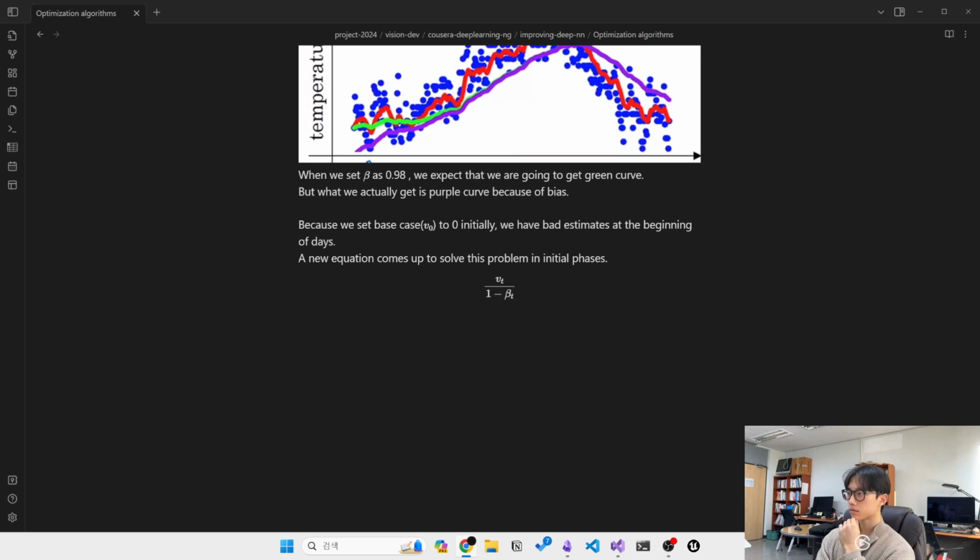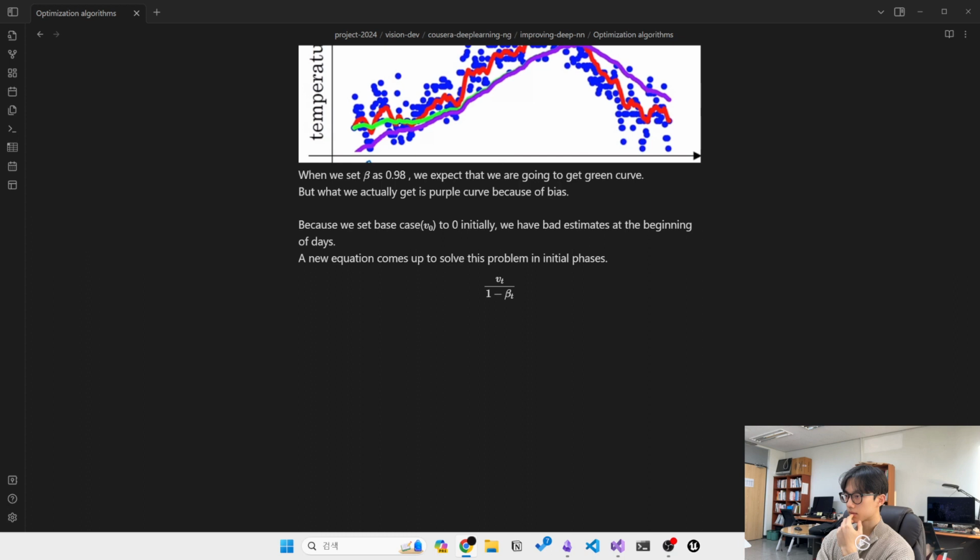And so your estimate of the temperature on day 2 becomes v2 divided by 0.0396, and this is going to be 0.0196 times theta 1 plus 0.02 theta 2, all divided by 0.0396. You notice that these two things add up to the denominator 0.0396. And so this becomes a weighted average of theta 1 and theta 2, and this removes this bias.